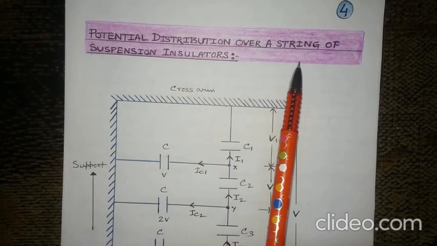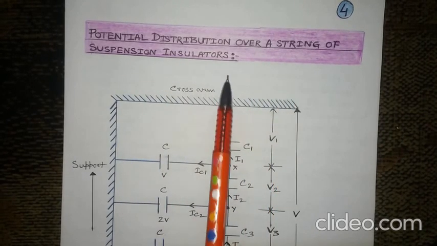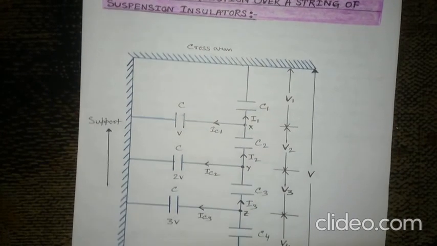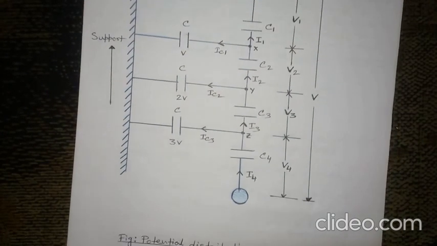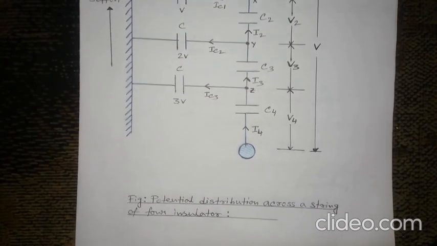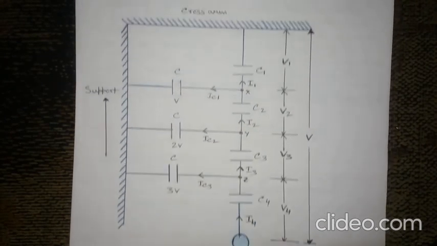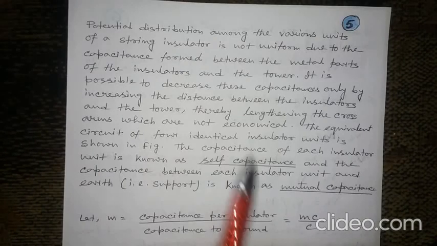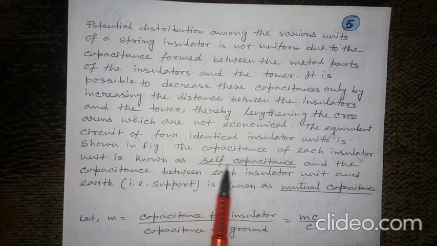Potential distribution over a string of suspension insulators. This is the diagram of potential distribution across a string for 4 insulators. This is the self capacitance, this is the mutual capacitance.